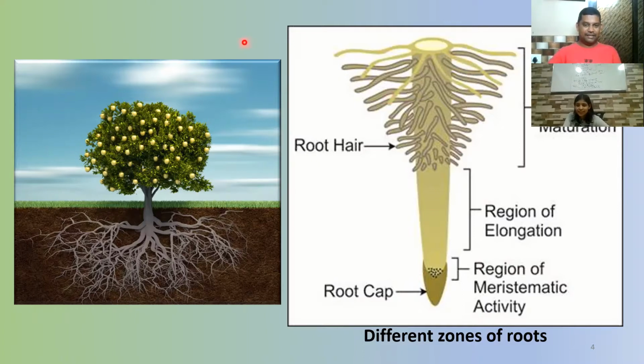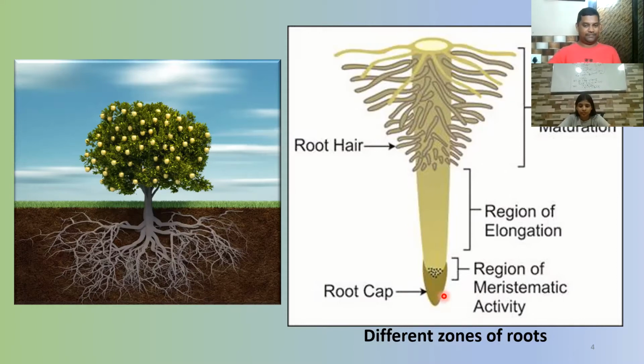Any plant, when you see the roots, has different portions. See this presentation: a nice tree, a mango tree or something, but look at its root system, how spread out it is. Imagine root hairs and all might be present there. Water is absorbed from there and goes through the main root, the main trunk, up to the leaves. So these are the different zones of the roots.